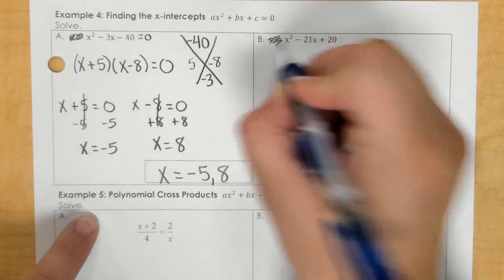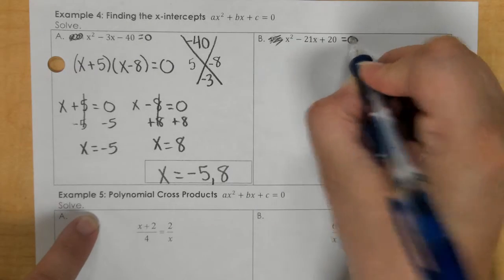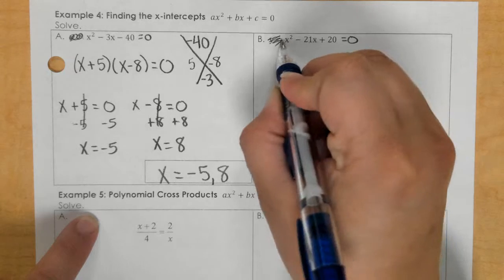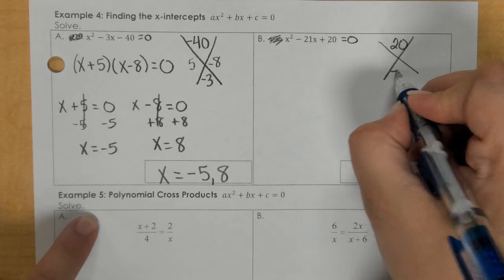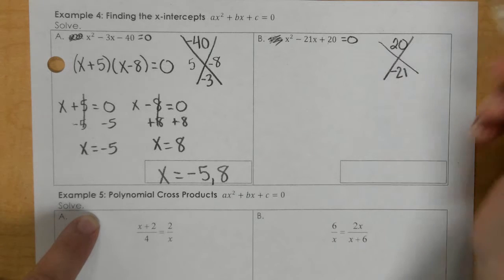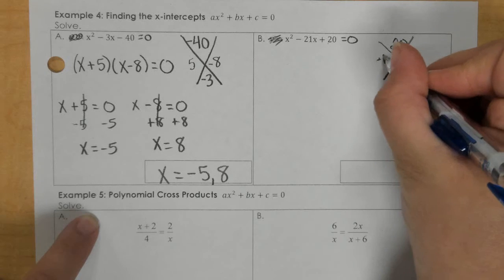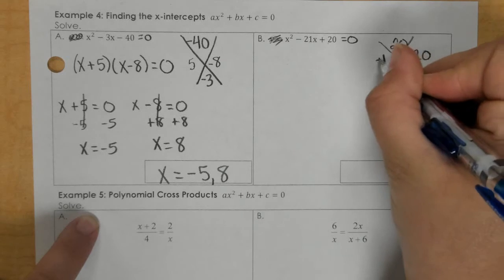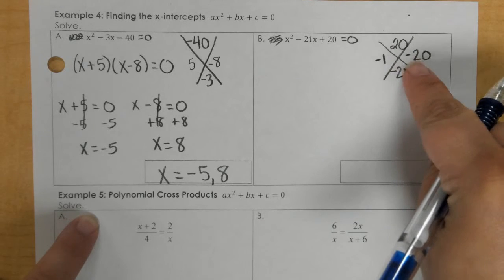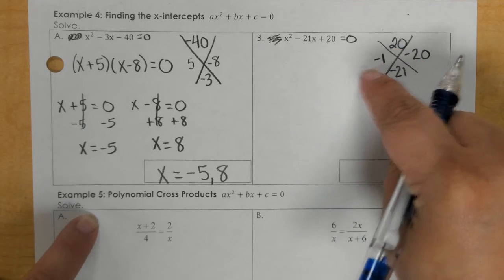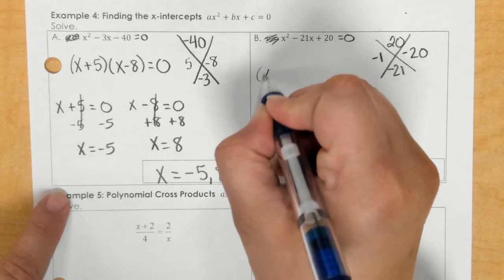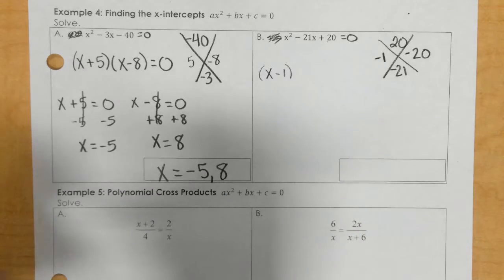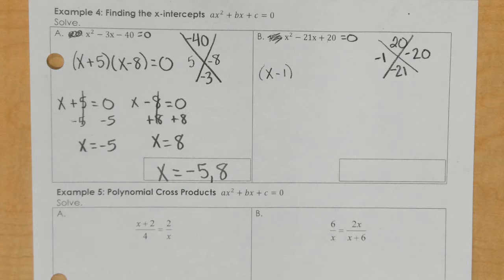So in part B, mark out the y equals, set it equal to 0. Do 1 times 20 is 20. And we're trying to get to negative 21. So I could use a negative 1 and a negative 20. A negative 1 times negative 20 is 20. If I add the two together, I get negative 21. And so my factored form is x minus 1 and x minus 20.